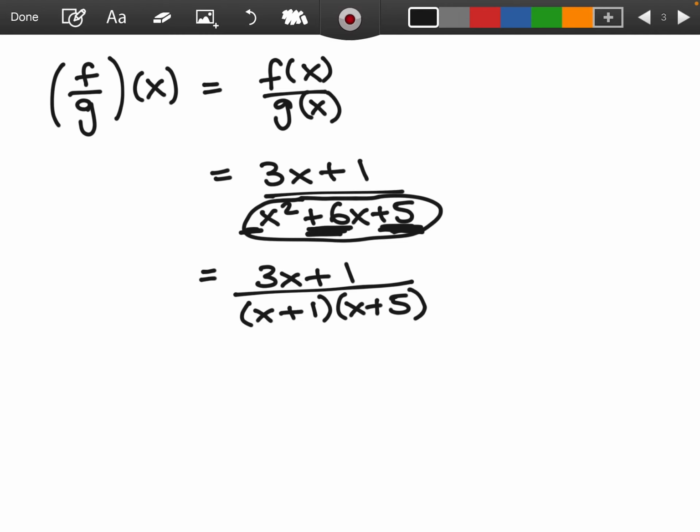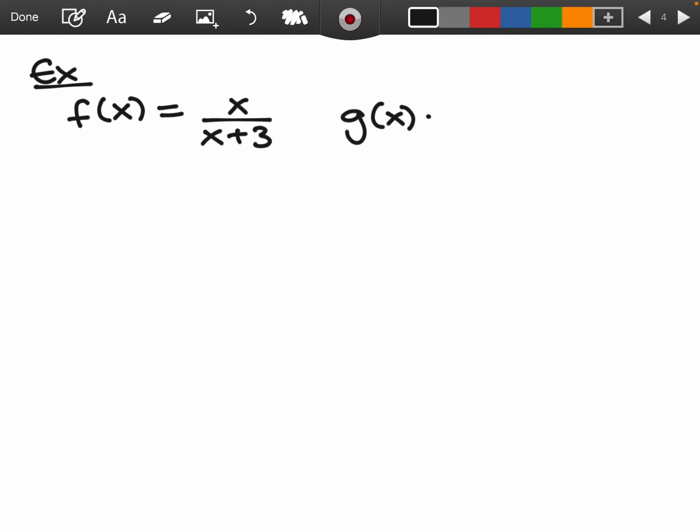Okay? So I'm going to leave that function like that for now, and we will come back to it when we look at domains in a second. I'm going to go ahead and do one more example before we do that, and look at some other things with tables, etc. So the next thing that I want to look at is if both f of x and g of x are fractions. I want to make sure that everyone is comfortable in dealing with these fractions.